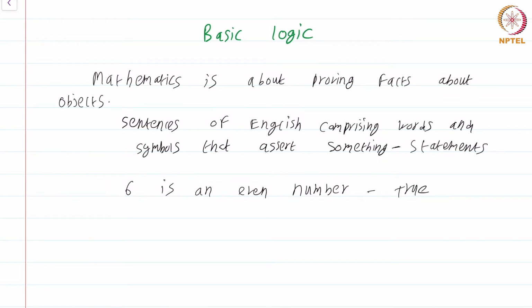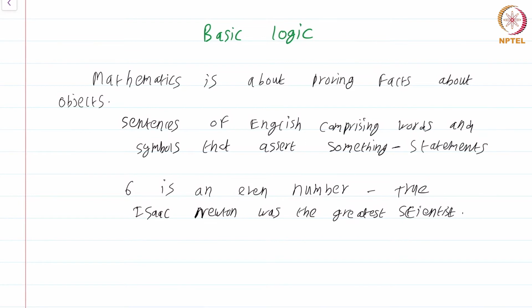Now consider another statement. Isaac Newton was the greatest scientist. Now, this is a sentence that certainly asserts something, but what it asserts is not really about a mathematical object, unless somebody comes along and defines what Isaac Newton and greatest mean mathematically. It is not clear whether this is true or false. So mathematics is not concerned with such statements. Mathematics is about mathematical objects.